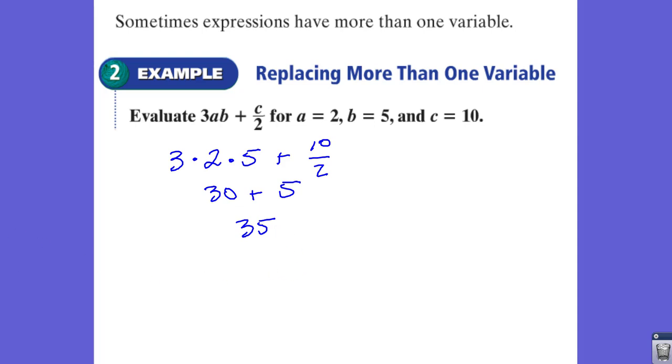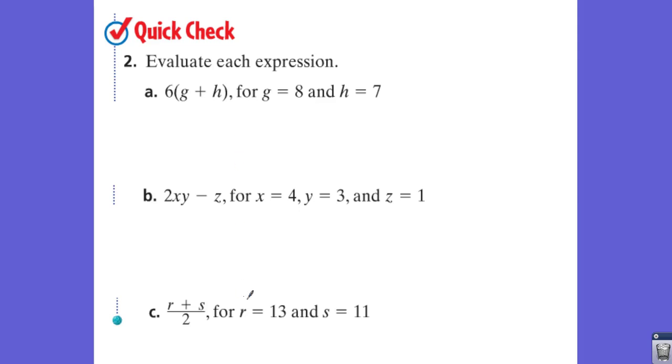So let's have you try a few on your own. So here, try these 3 on your own, pause the video, and work those out. Okay, let's see how you did.